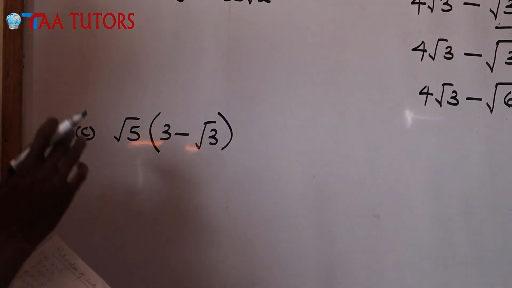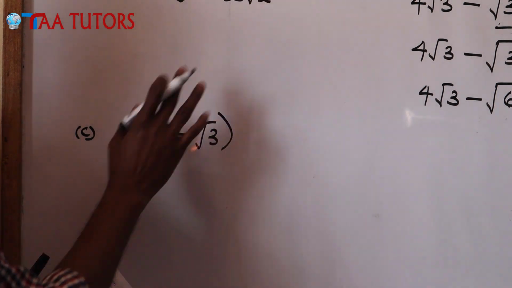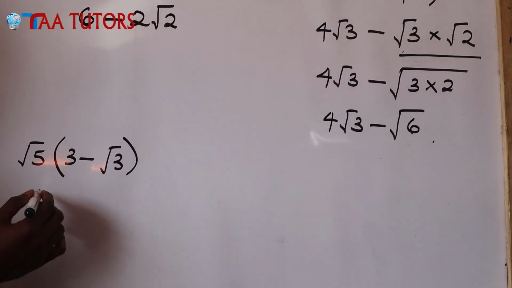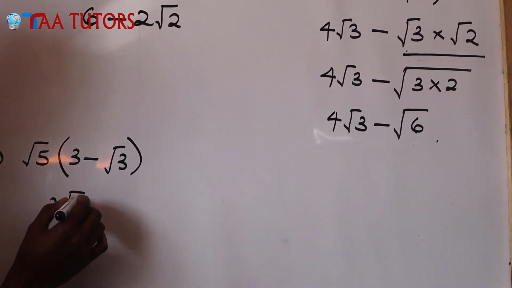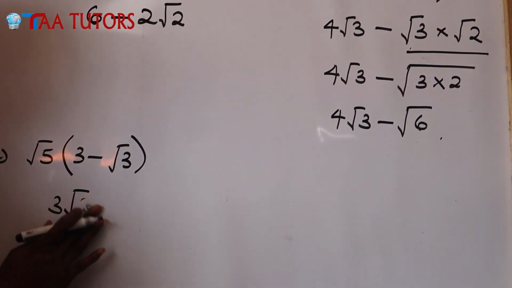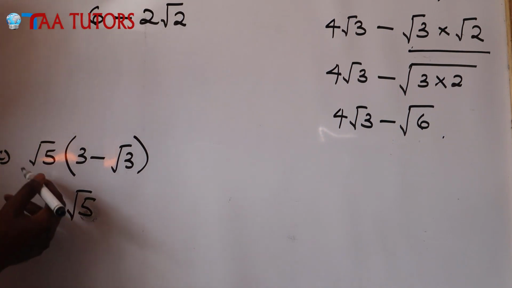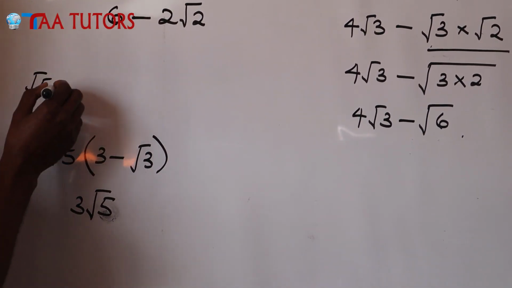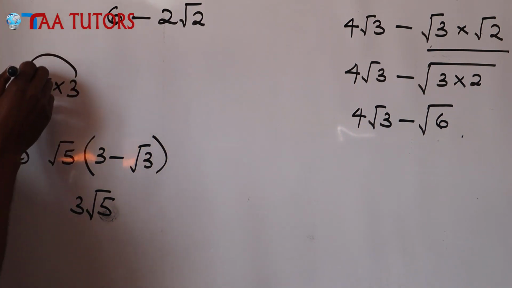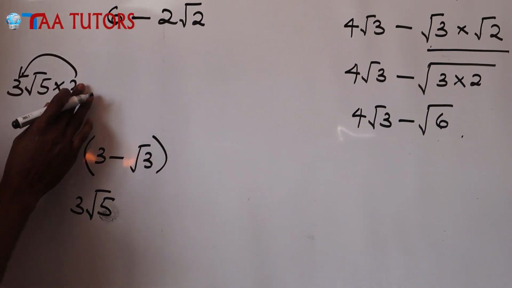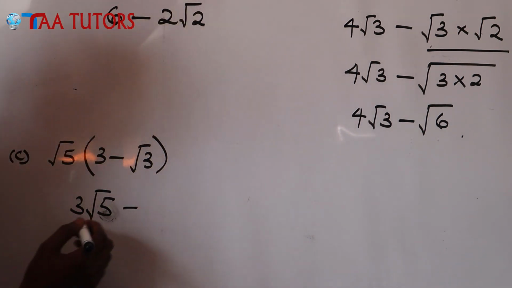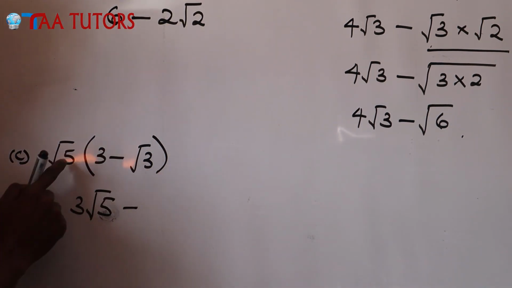Right, so this is what we have. Just like that one, we are going to multiply 5 times √5. 5 times 3 is 3√5. I'm saying 3√5 because I don't want to say 5√3, that will force me to say √5 times 3. But by bringing this 3 here, we just have to write 3√5 without having to indicate a multiplication sign. Minus 5 times √5 times √3.